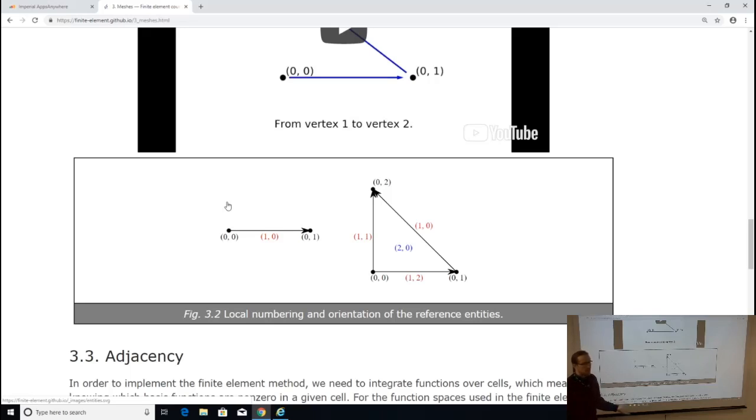When we do this, the reference triangle, more or less same story. So we have three vertices now, they're numbered 0, 1, and 2. We have three edges. The convention with numbering edges on a simplex is that the edge is numbered by the opposite vertex. So this is the 0 vertex, so that's the 0 edge. This is the 1 vertex, and that's the 1 edge.